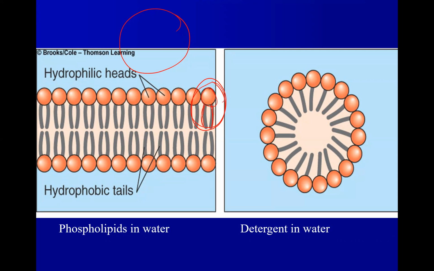So the way it's oriented is the hydrophilic end faces water. That would be basically the outside of the cell. So if this is a cell, then this would be outside, also called the extracellular fluid. And then this would be the inside, called the intracellular fluid. So the hydrophilic ends would face inside and outside, because that's where the water would be. And the hydrophobic tails would face towards each other, away from water.